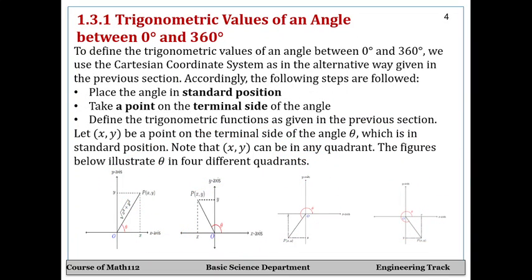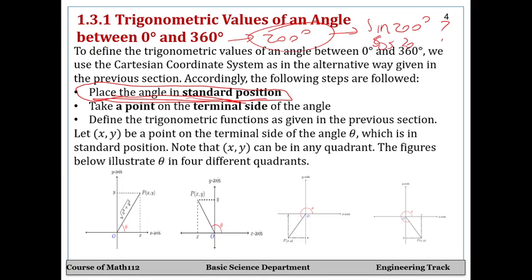Okay, trigonometric values of an angle between 0 and 360. Here, to do such thing, we will place the angle in standard position. The first thing is, okay, if you take a value like, for example, 200, how will you do it? How will you find the cosine or sine? Or, okay, here's a question. Let's say, well, how can you find this one? Or how can you find this one?